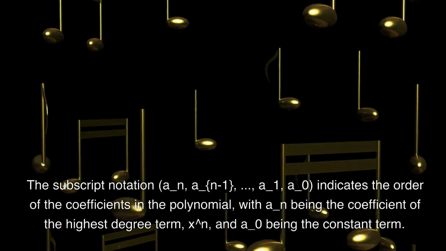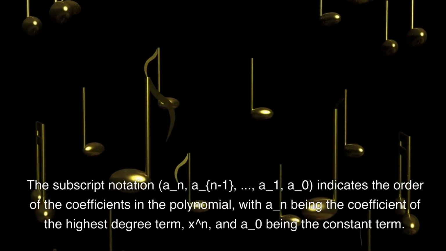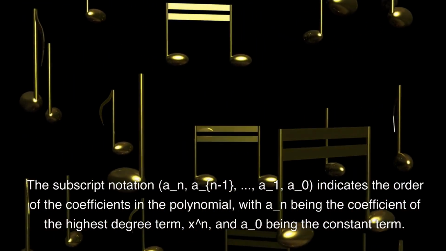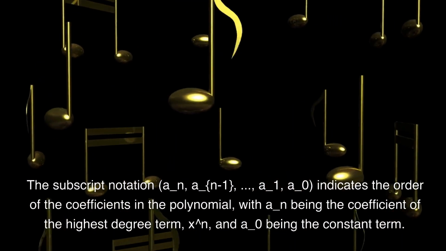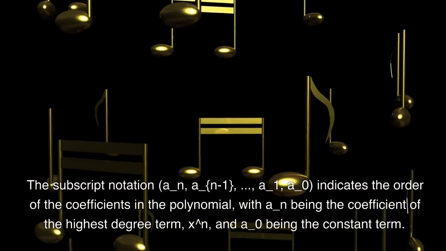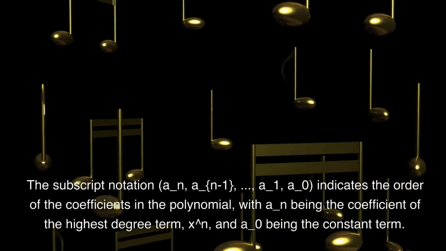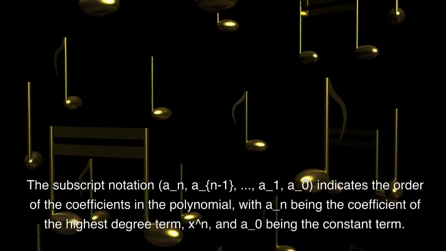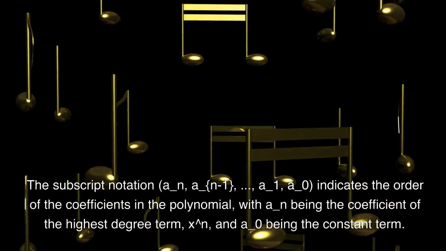The subscript notation, a_n, a_(n-1), a_1, a_0, indicates the order of the coefficients in the polynomial, with a_n being the coefficient of the highest degree term, x to the power of n, and a_0 being the constant term.